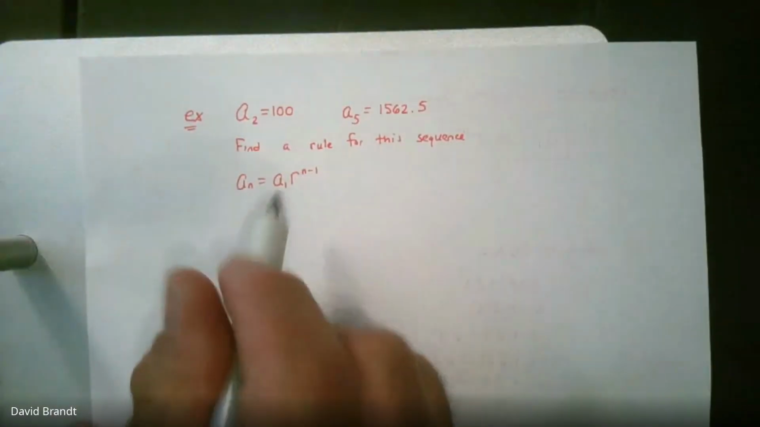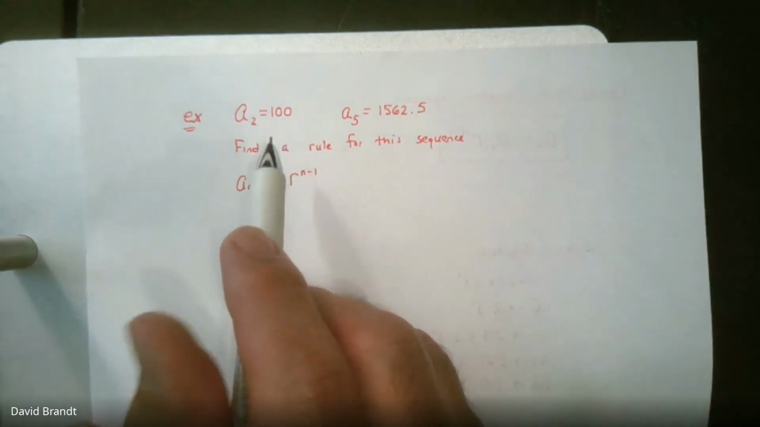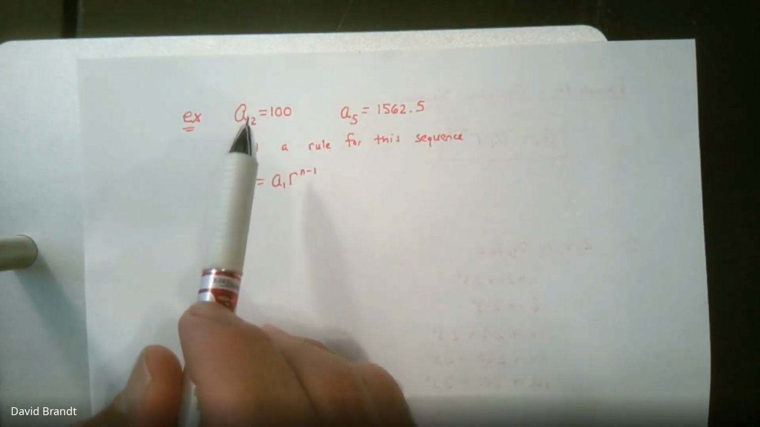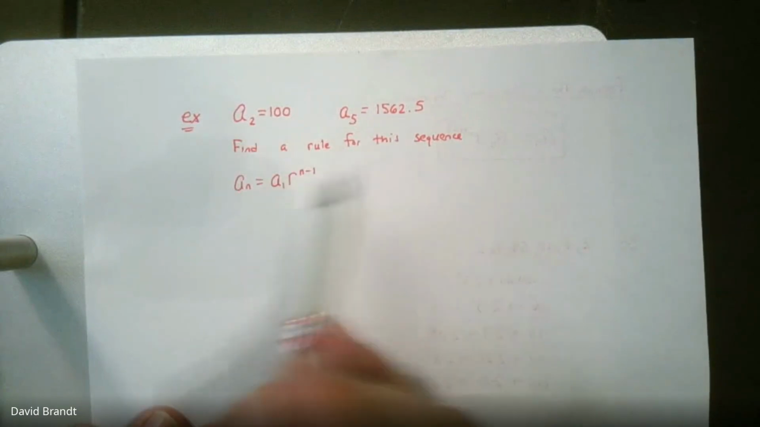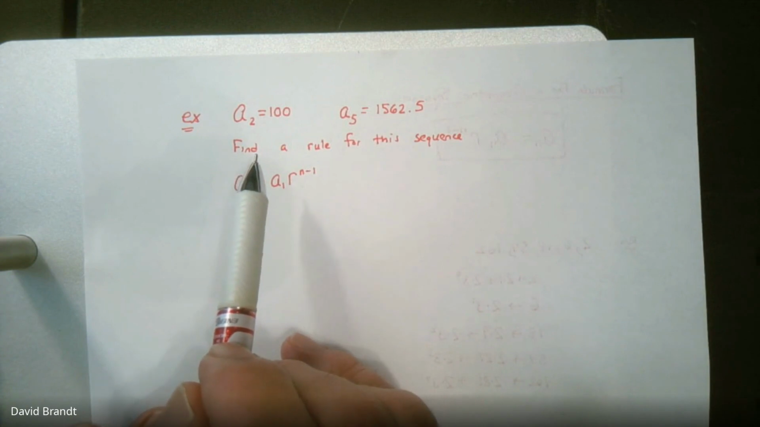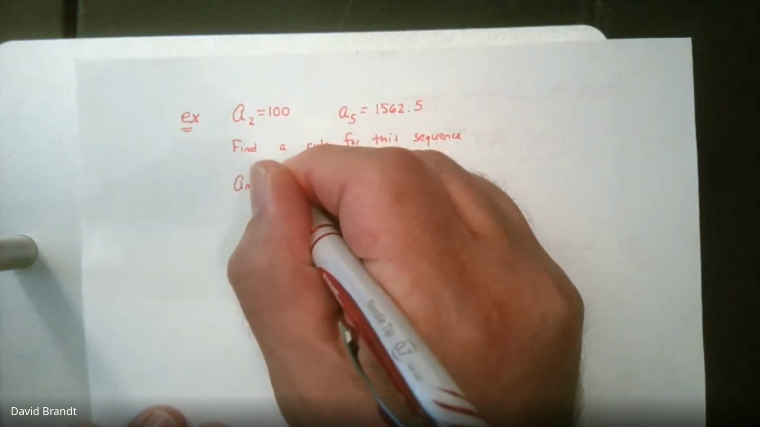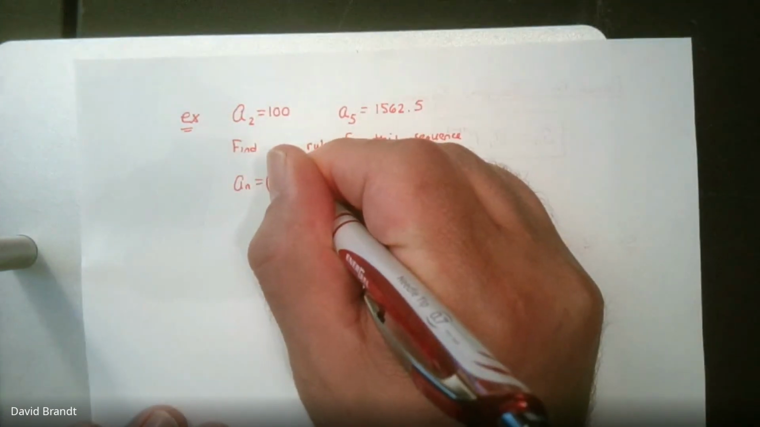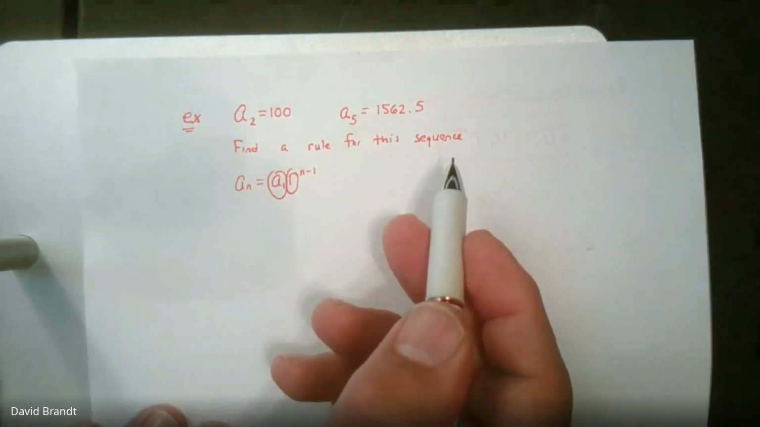All right, this particular example is similar to the ones late in this section, the last few, where they want you to come up with a rule for the sequence, but they don't give you the first term and they don't give you R. Now remember, to write the formula, you have to have something to put for A1, that's the first term, and you have to know what R is. They don't give you either one.